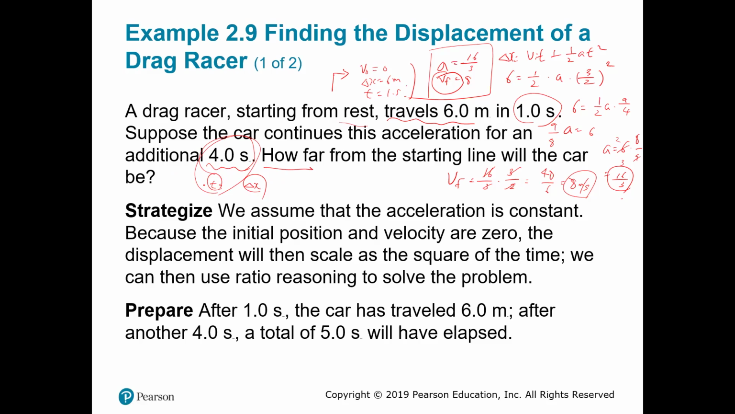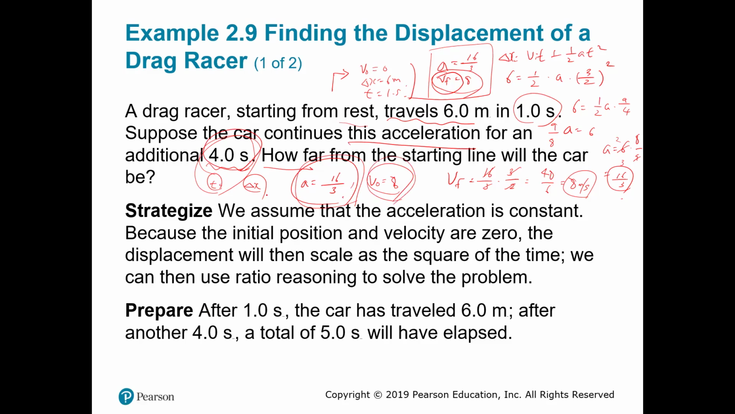Because they said that they used the same acceleration, our acceleration for the second motion is 16 over 3. So this is our second known value. And then what is the third known value? That's the final velocity of the first motion. So the final velocity of the first motion is what? The initial velocity of the second motion, right? So now we have a, t, and v_i.